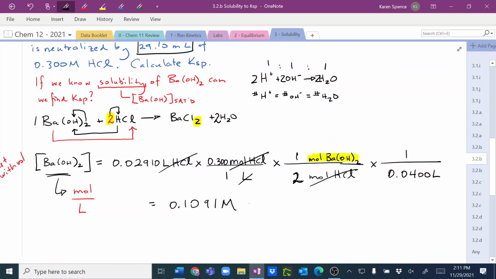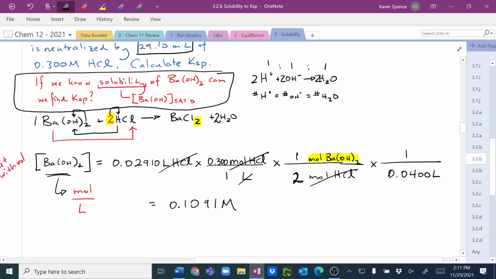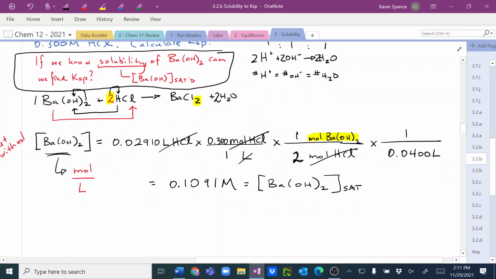Part 2 of the question is we're going to use the barium hydroxide, right? Because this is the concentration of barium hydroxide saturated. That is our solubility. And we're going to use that to find the Ksp. And pretty much all the questions that involve Ksp are going to do 3 things. They all have these in common.